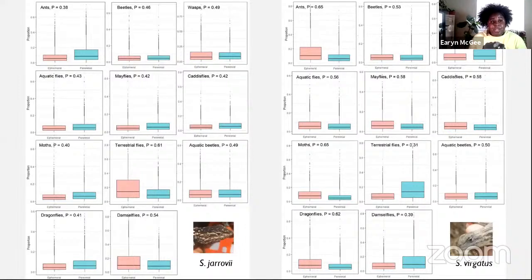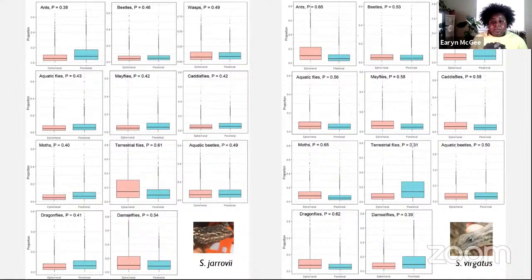For stable isotopes, again, we used toe clippings for the lizard tissue, and then our aquatic insects that we captured and some of the terrestrial insects that we captured were used for these diet analyses. All of these boxes are showing us the results of the stable isotope diet analysis, and each box represents a different insect food resource for each of our two species. For example, wasps, ants, and mayflies.